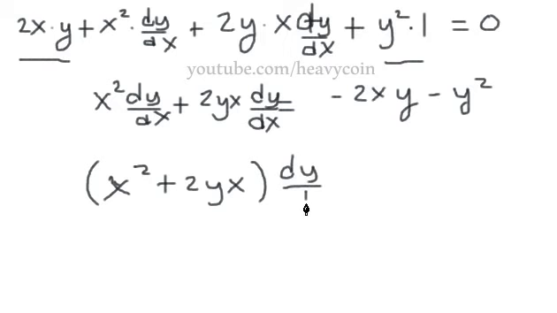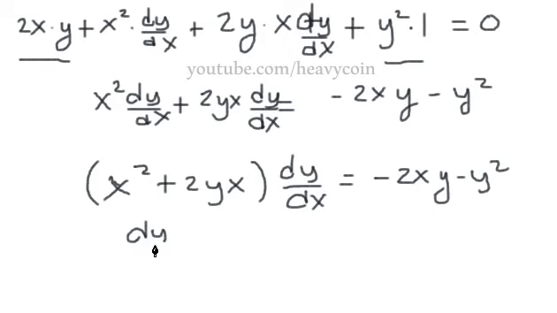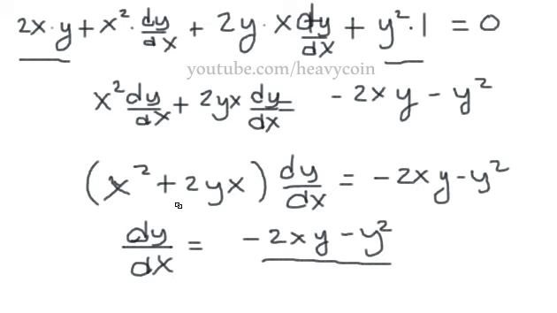dy over dx is equal to negative 2xy minus y squared. Now I'm going to go ahead and solve for now the dy dx, getting it totally by itself, and we end up with negative 2xy minus y squared over, right, taking this diagonally down, we have x squared plus 2yx.